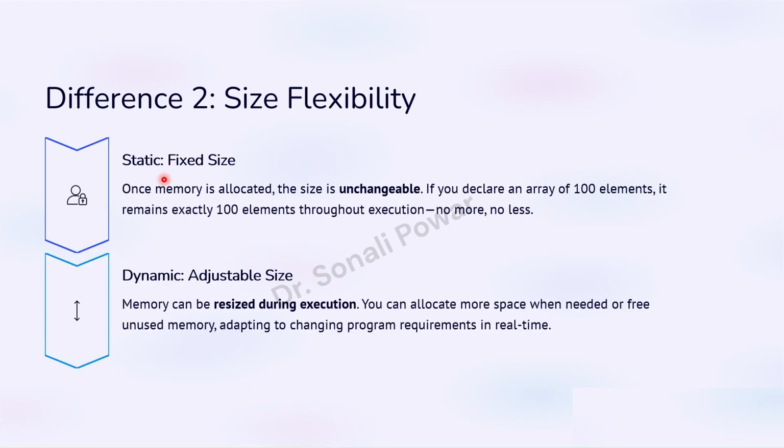Second difference is based upon the size. In case of static allocation, the size is fixed, means once we allocate the memory, we cannot change the size of that memory at the time of execution of the program. Example, if you declare an array of 100 elements, then it remains exactly 100 throughout the execution. You cannot add one more element in such a case. And in case of dynamic allocation, the size can be changed during the execution of the program. As needed, we will allocate the memory.